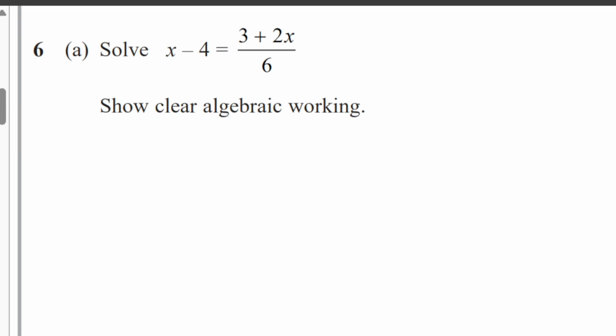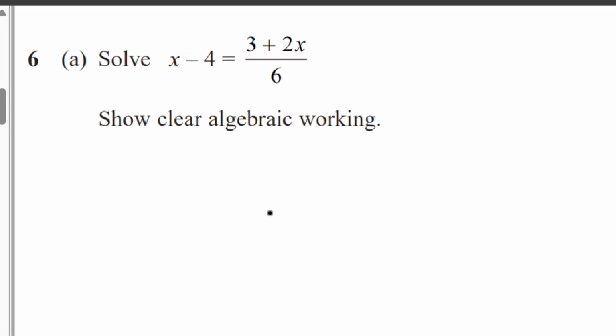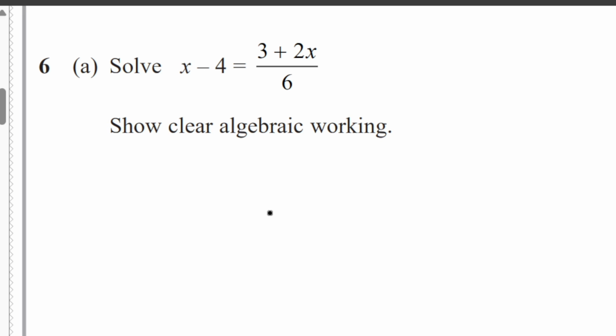6 marks. The question says solve. When the question says solve, they mean they want the value of x. So whenever you see a denominator, get rid of the denominator. How do we get rid of the denominator? We multiply everything by the denominator.